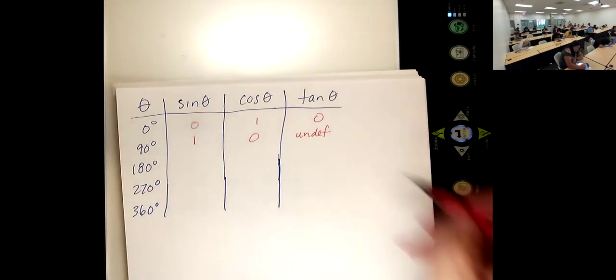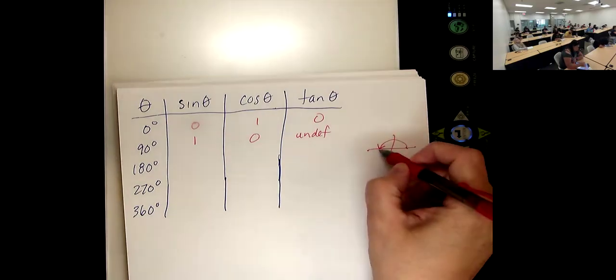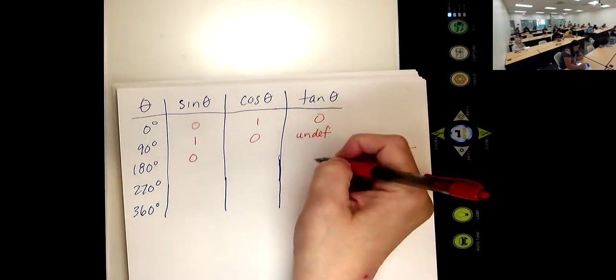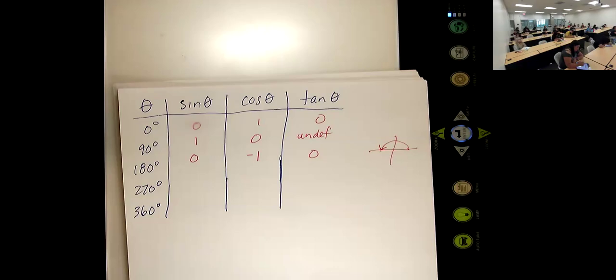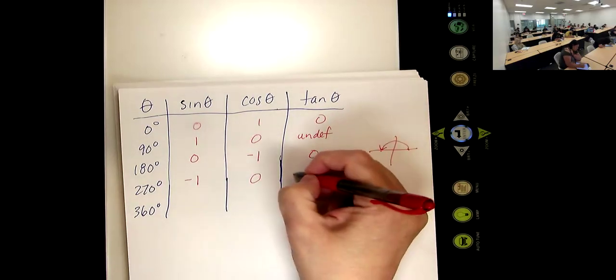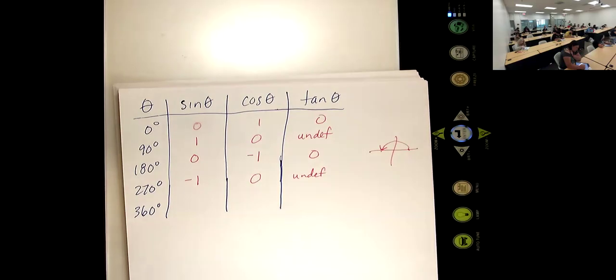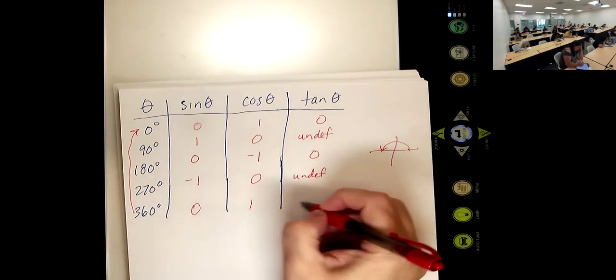When we get to 180 degrees, we're back to flat line here. Y is 0, so sine is 0. Cosine is gonna end up being -1, because the x is negative over there. And this is still 0. Then this becomes, we just did this one, this was -1, 0, and undefined. And 360 is back around to the start, it's the same thing as 0 degrees, so 0, 1, 0.